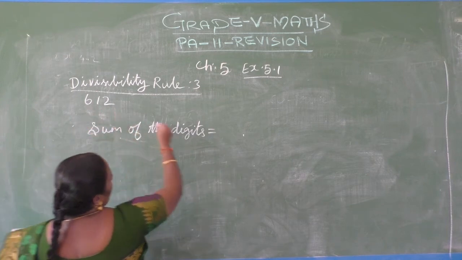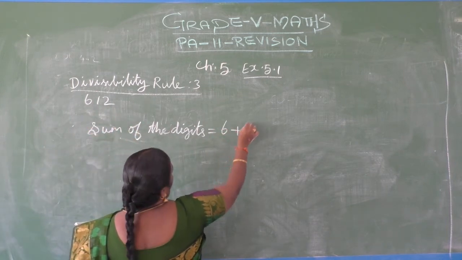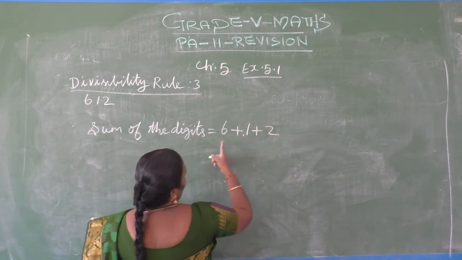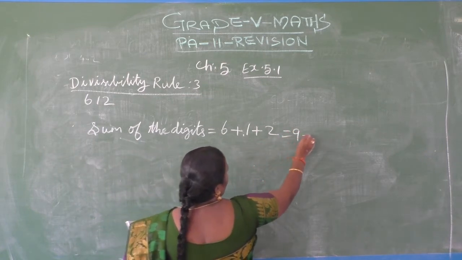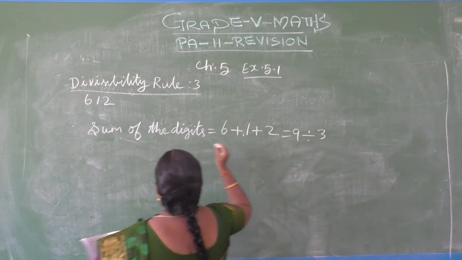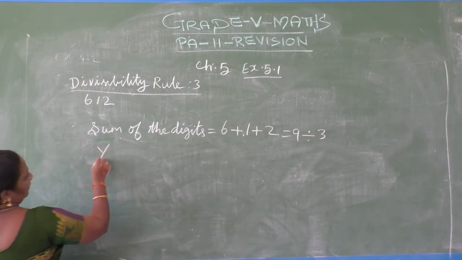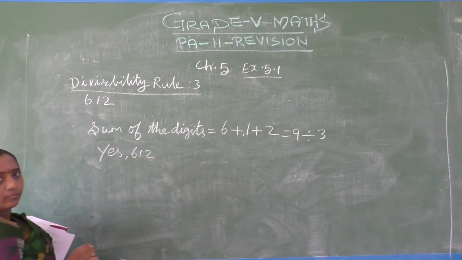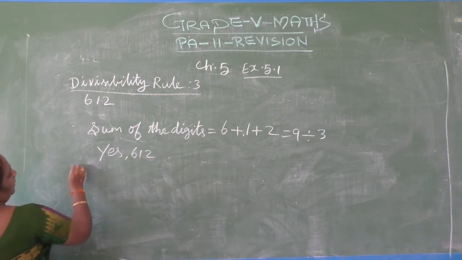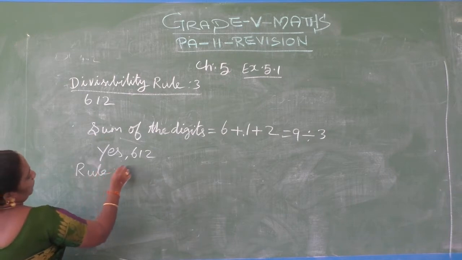Okay, what is the sum of the digits? 6 plus 1 plus 2. So 6 plus 1 is 7, 7 plus 2 is 9. So 9 is divisible by 3. That means yes, the whole number will be divisible by 3. Okay? Then the divisibility rule for 9.